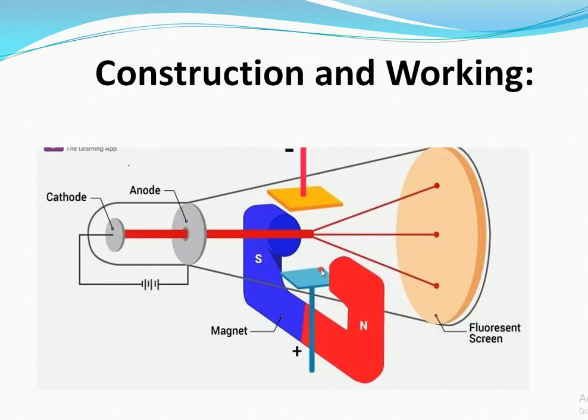Now construction and working. The diagram represents a discharge tube in which cathode and anode are present. This cathode and anode both are connected to a high voltage power supply. Here two parallel plates, one having positive charge, another having negative charge, through which the electric field is applied. Here two strong magnets are used. With the help of this, a magnetic field is applied, which is acting in horizontal direction. This is the screen, which is also known as a fluorescent screen. When the electron is incident on the screen, then a flash of light is obtained. This is the construction. Now working.